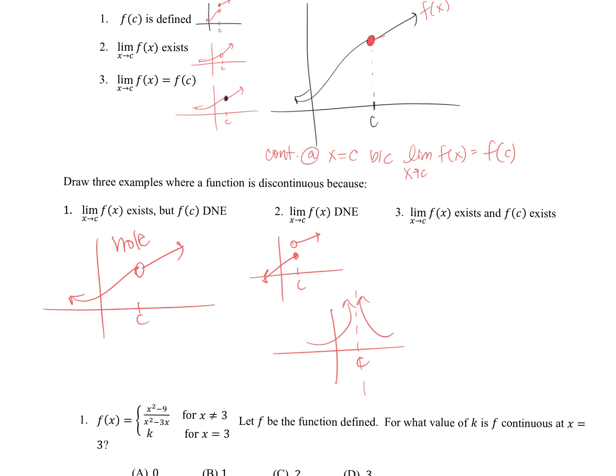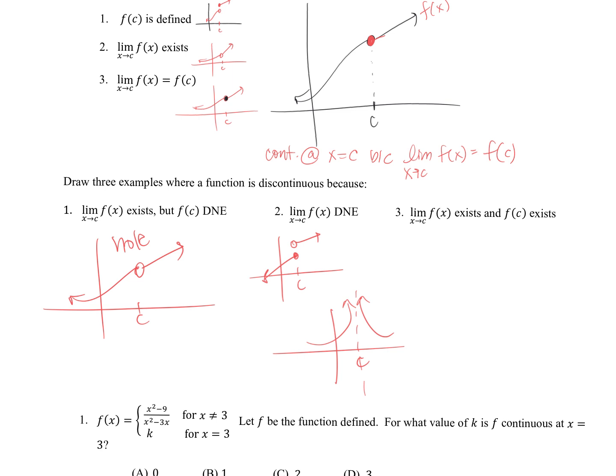Are these graphs that we just drew discontinuous? These ones right here. Yes. It says draw three examples of discontinuous graphs. Those are discontinuous. So is that one. What about this one? It says the limit exists and the value of the function exists, but it has to be discontinuous. The limit has to exist. The value of the function has to exist.